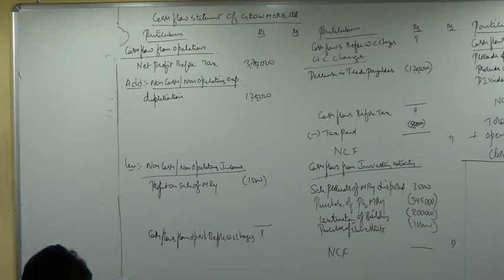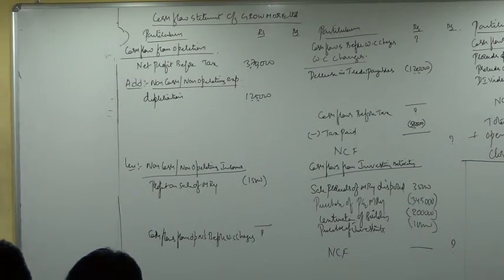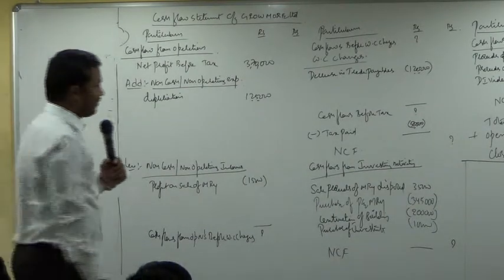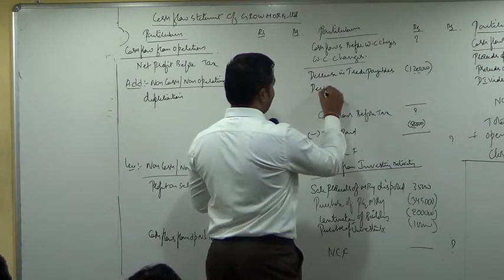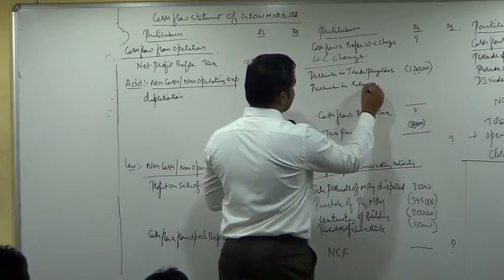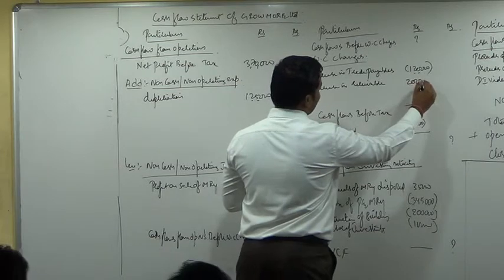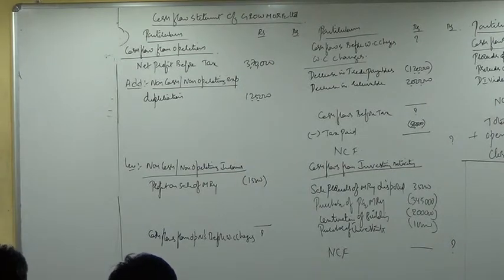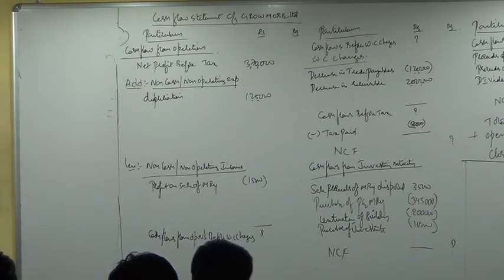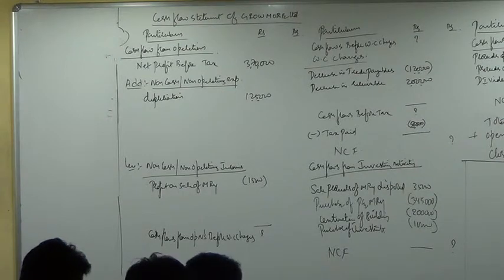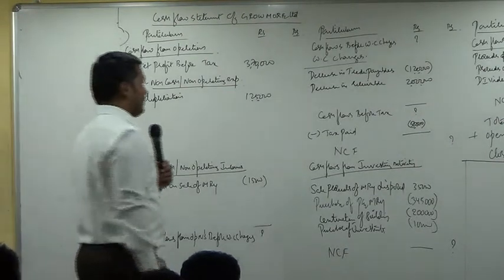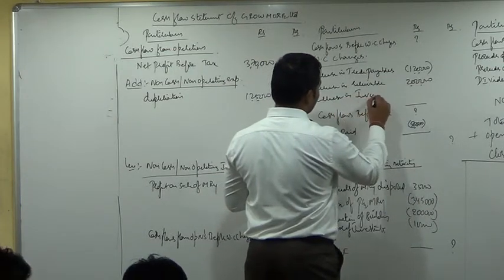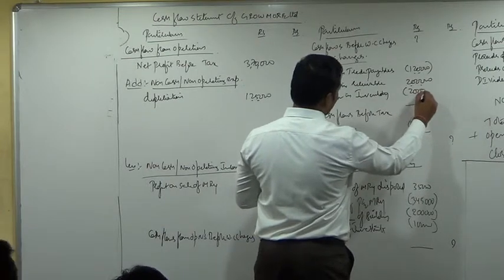Trade receivables, last year 7 lakh, current year 5 lakh. Trade receivables have reduced. That means there is inflow, decrease in receivables. 2 lakhs inflow. Inventories, last year 2 lakhs, current year 4 lakh. Inventory has increased. Very good. Increase in inventory, how much? 2 lakhs outflow.